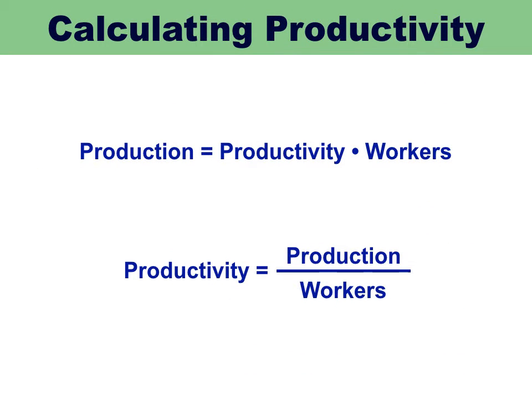So here are those formulas that I discussed earlier. Production is equal to productivity multiplied by the number of workers. Or productivity is production per worker. So you can see that the definition essentially gives us these mathematical equations.